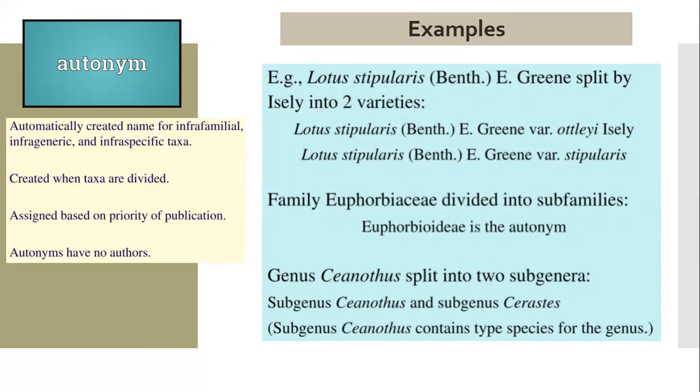For example, this is Lotus, divided into two varieties. One is the autonym variety and the other has its own author. So they are divided into subfamilies. So Faboideae is the autonym.